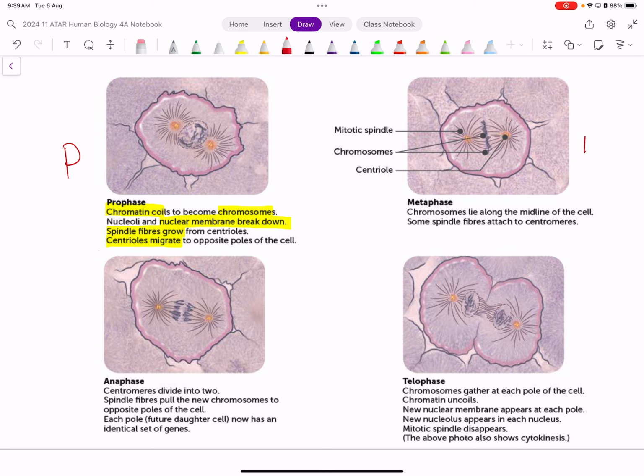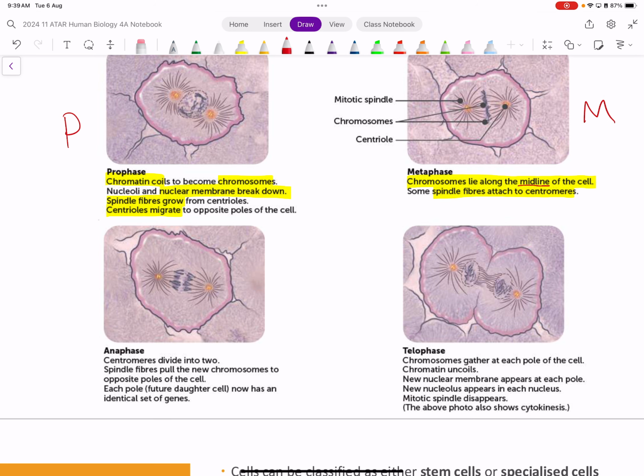During metaphase, step 2, chromosomes lie along the midline of the cell. I'm going to underline that word midline. So metaphase, we head to the middle. And what happens during this stage is that our spindle fibers begin attaching to the centromere, the thing which is holding our chromosomes together. During our 3rd stage, anaphase, our centromeres divide into 2. Our spindle fibers pull our new chromosomes to opposite ends of that cell. And now, each pole is going to get an identical set of genes. We are getting an identical copy of what we started with.